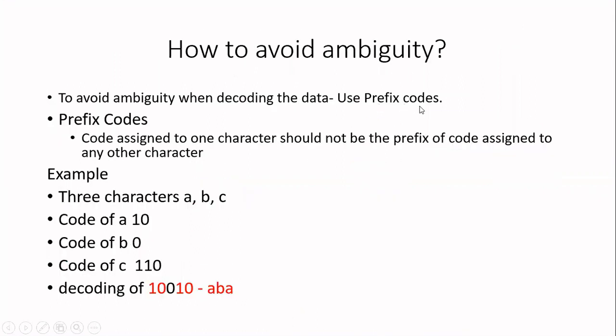So what is the definition of prefix code? In case of prefix code, the code assigned to one character should not be the prefix of the code assigned to another character. Let us understand with an example. Let me consider that I want to send 3 characters A, B and C. For A, I am selecting the code as 10. Then for B, I am selecting the code as 0. For C, the code is 110.